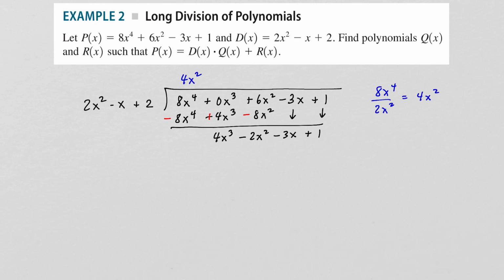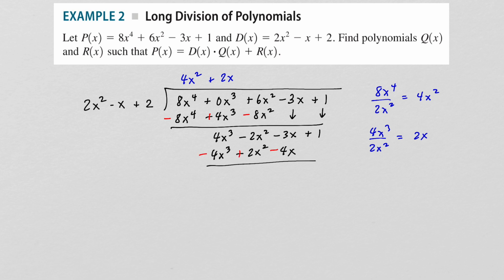Now we repeat the process. We're going to start with 4x cubed, and we're going to divide that by 2x squared. And this gives us 2x. So that's positive 2x. Now we multiply 2x times 2x squared is 4x cubed. 2x times negative x is negative 2x squared. 2x times positive 2 is positive 4x. And then remember, you have to change the signs.